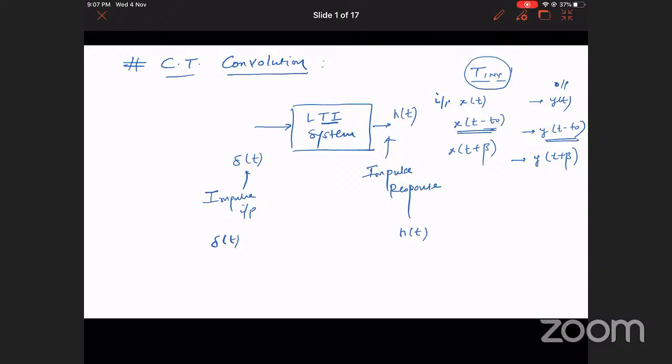Then let's say if you apply input as del of t minus t naught, then the output, that is the impulse response, will also get delayed by the same amount. I hope you all are understanding this. That is h of t minus t naught, isn't it? Let me know if you are understanding this, guys. If you have some query, you can definitely ask me. If you have understood this, let me know through the chat box.